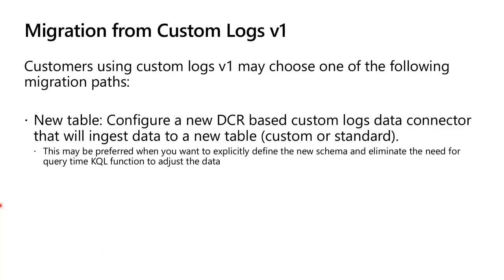This approach may be preferred when you want to explicitly define the new schema, right? And eliminate the need for any query time parsing, right? So if you were ingesting the data automatically with the Data Collector API, maybe the fields didn't have the names that you wanted, or maybe the types were wrong and things like that. So if you want to explicitly define the new schema of the table, this is the option for you, right? And again, you can do all the parsing at ingestion time instead of having to rely on query time parsing.